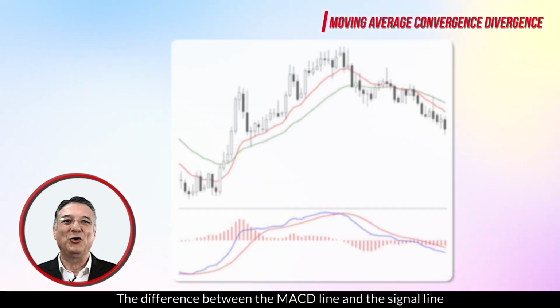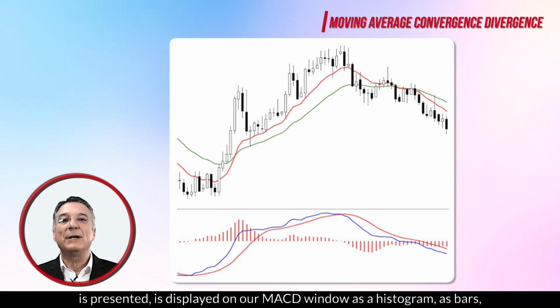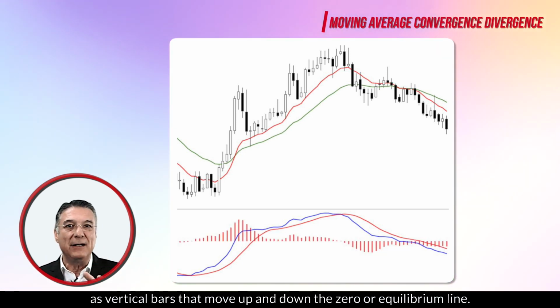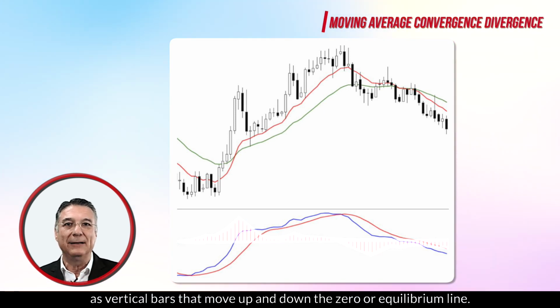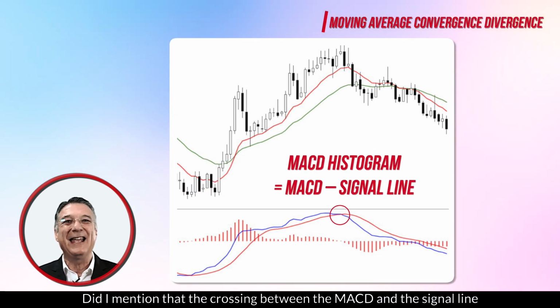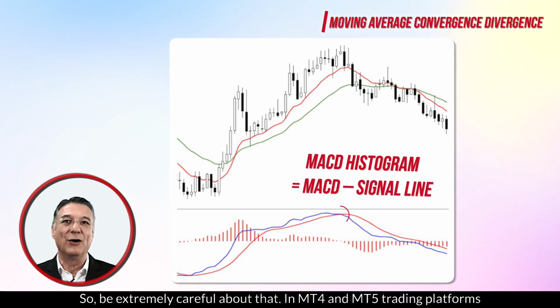The difference between the MACD line and the signal line is displayed on our MACD window as a histogram, as vertical bars that move up and down the zero or equilibrium line. Did I mention that the crossing between the MACD and the signal line generates signals? Well, more signals implies more false signals, so be extremely careful about that.